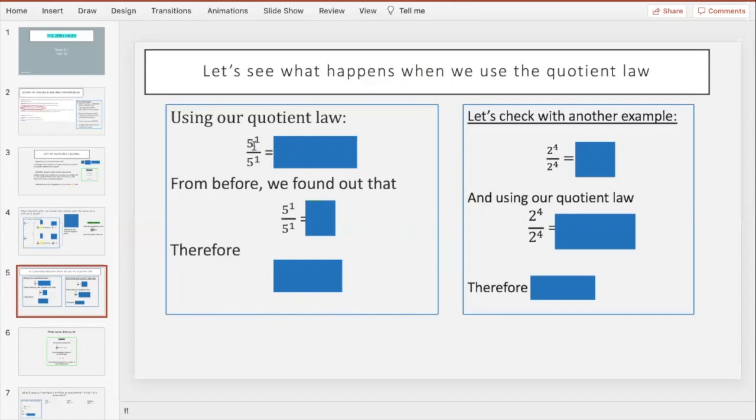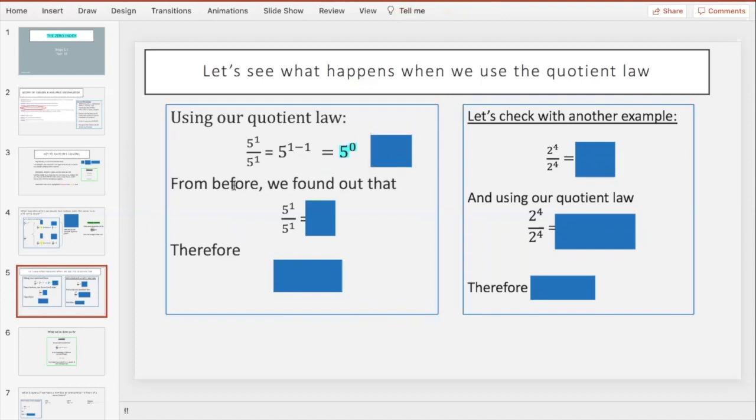We're going to do 5 to the power of 1 over 5 to the power of 1 again. What would we write out using our quotient law? You do 5 to the power of 1 minus 1. Yeah, great. So we've got 5 to the power of 1 minus 1. And what does that equal? 5 to the power of 0. Great, good job, 5 to the power of 0.